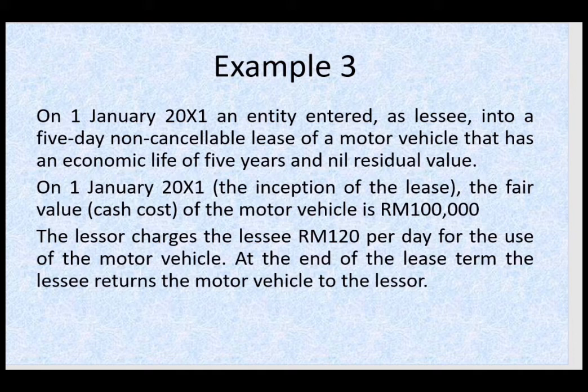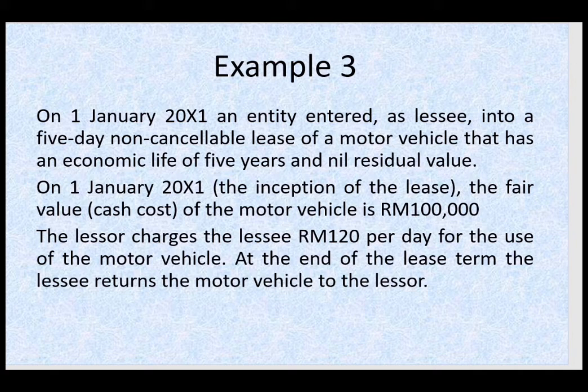On 1 January 20X1, the inception of the lease, the fair value or cash cost of the motor vehicle is 100,000. The lessor charged the lessee 120 ringgit per day for the use of the motor vehicle. At the end of the lease term, the lessee returns the motor vehicle to the lessor. So the question is: is the arrangement described above an operating lease?